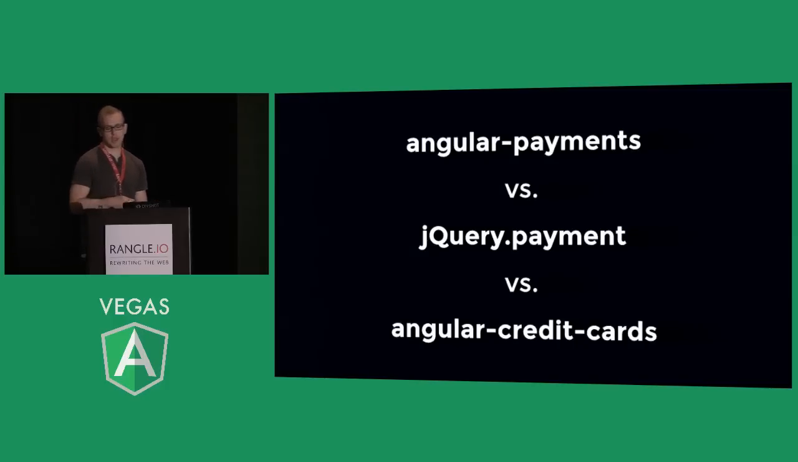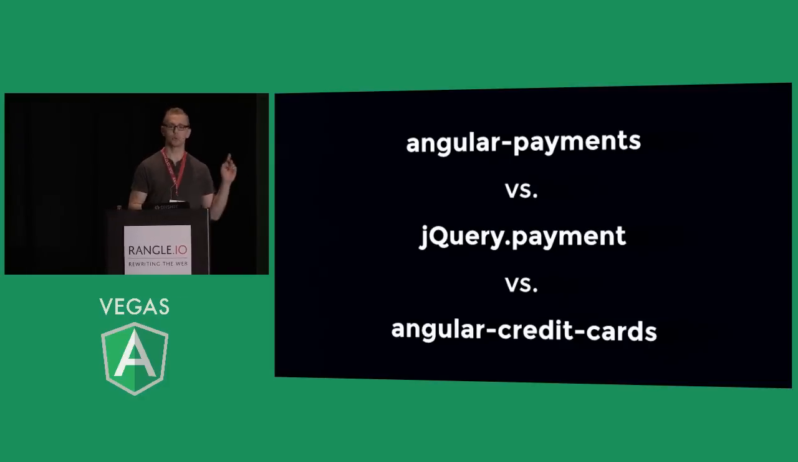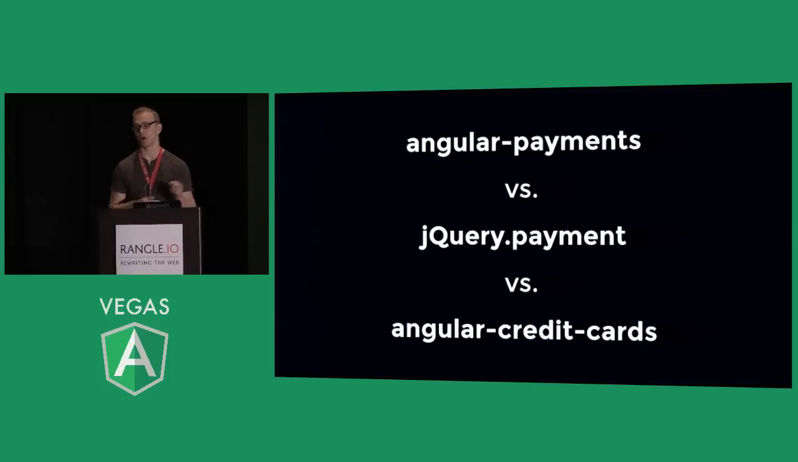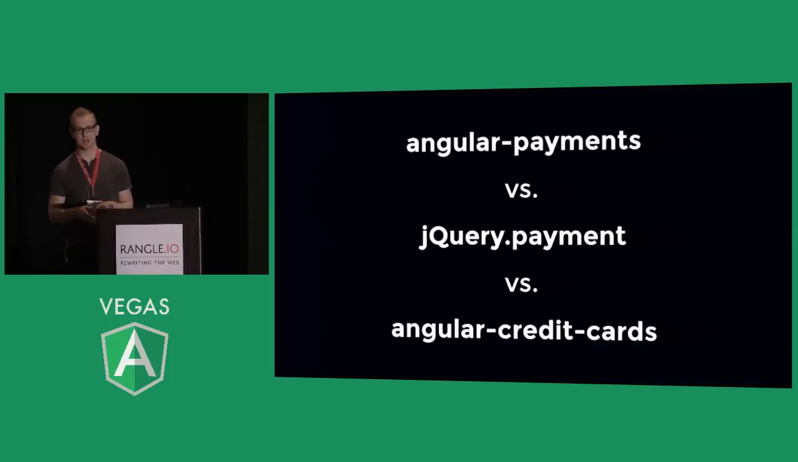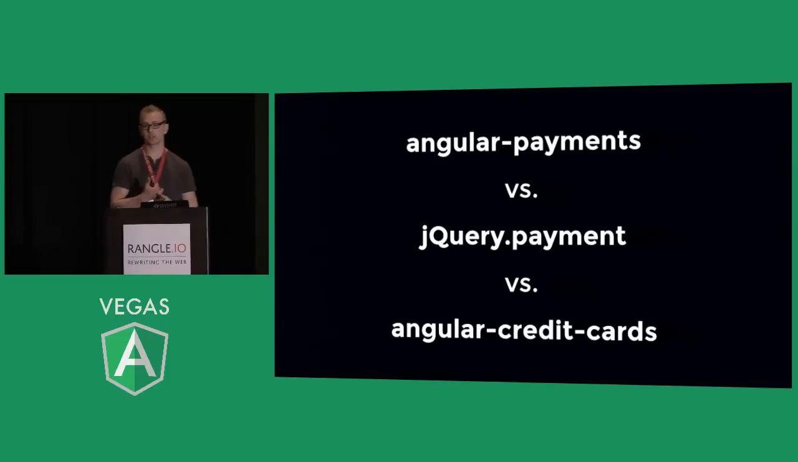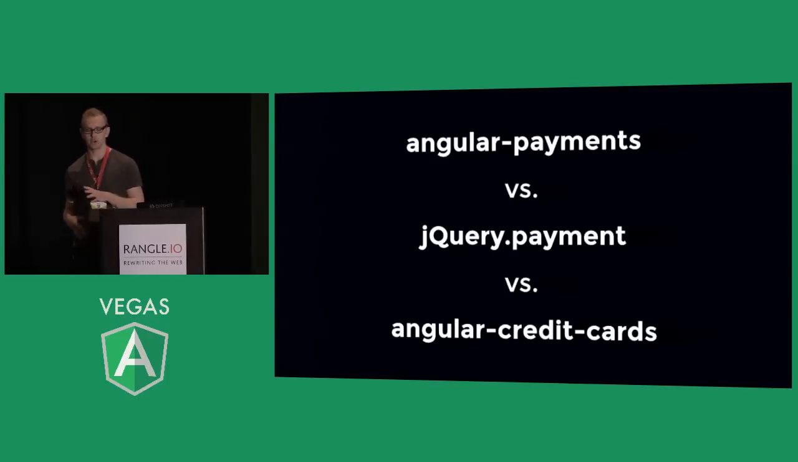But Angular credit cards is a little different than the two above it. Angular credit cards does not have one single line of code that knows anything about how a credit card number works. Not one. No business logic. Angular credit cards is a set of directives, and those directives call through to the credit cards library that we talked about before, and the credit cards library does all the work for us. It does the parsing, it does the validation, it does the formatting, it handles years and months, everything.